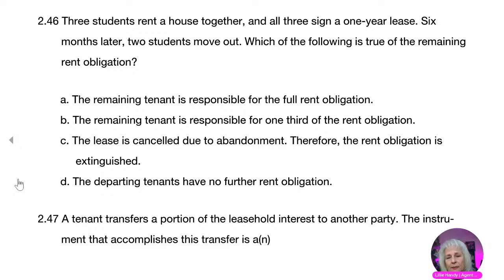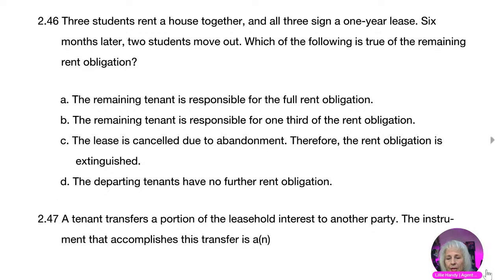Number 46. 3 students rent the house together and all 3 sign a 1-year lease. So how many of them signed the 1-year lease? All 3. 6 months later, 2 students move out. Which of the following is true of the remaining rent obligation? A, the remaining tenant is responsible for the full rent obligation. B, the remaining tenant is responsible for 1/3 of the rent obligation. C, the lease is canceled due to abandonment, therefore the rent obligation is extinguished. Or D, the departing tenants have no further rent obligation.